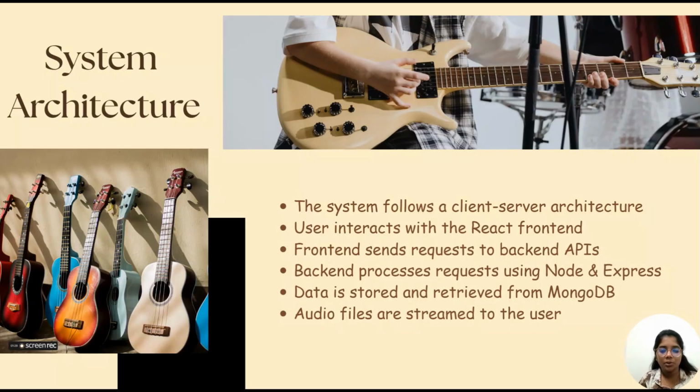The backend is developed using Node.js and Express.js. It processes the incoming requests, applies business logic, verifies authentication using JWT, and communicates with the database. MongoDB is used as the database to store user information, encrypted passwords, song details, and playlist data. The complete data flow works as follows: user action, front-end request, back-end processing, database interaction, back-end response, UI update. This structured architecture ensures secure communication, improved performance, easy scalability, and clean separation of concerns.